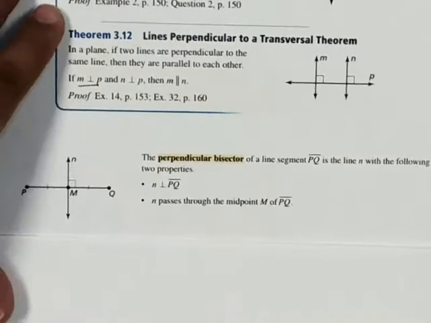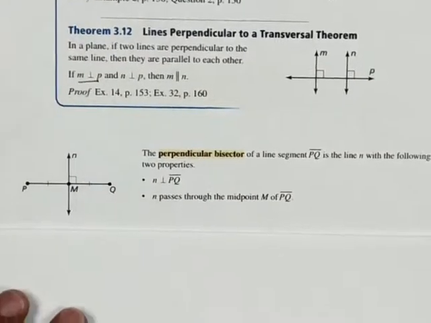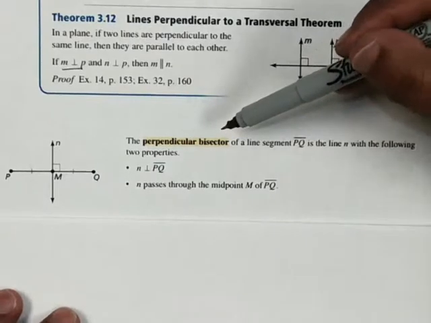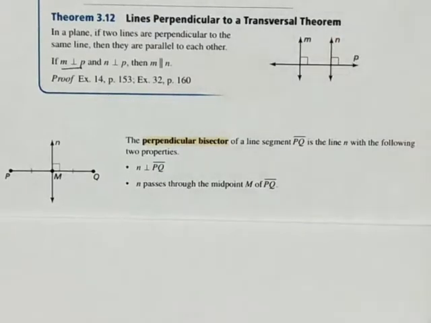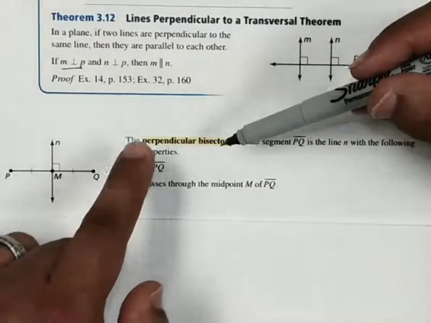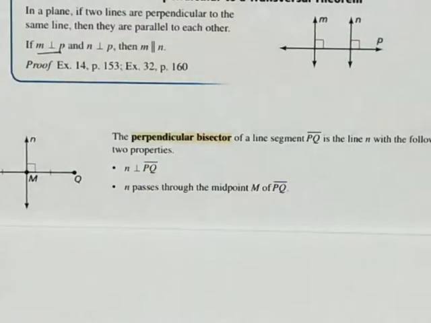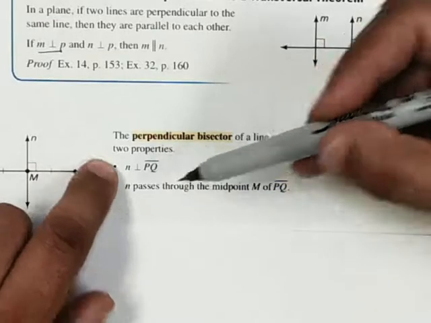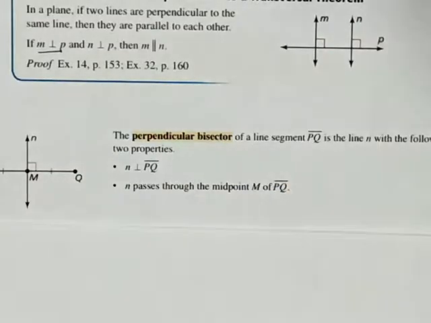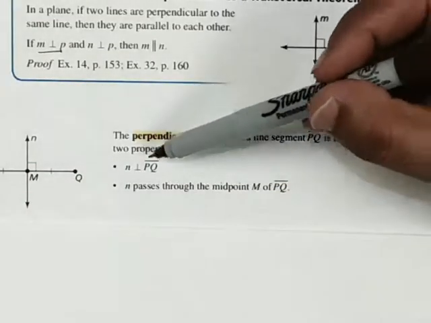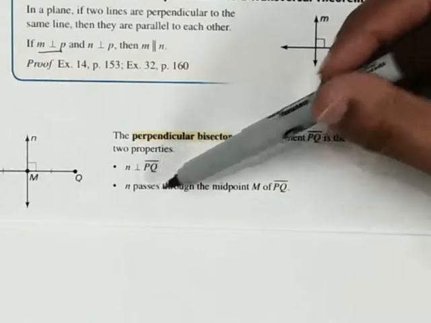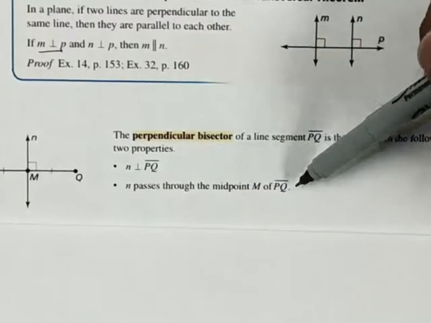All right, so that brings us to another definition. We're going to call this the perpendicular bisector. When you have a perpendicular bisector, you're going to see that in your problems. When you see the words perpendicular bisector, or if you come to these two conclusions, then that means you have a perpendicular bisector. The first thing is that N has to be perpendicular to segment PQ, and that N passes through the midpoint of PQ.